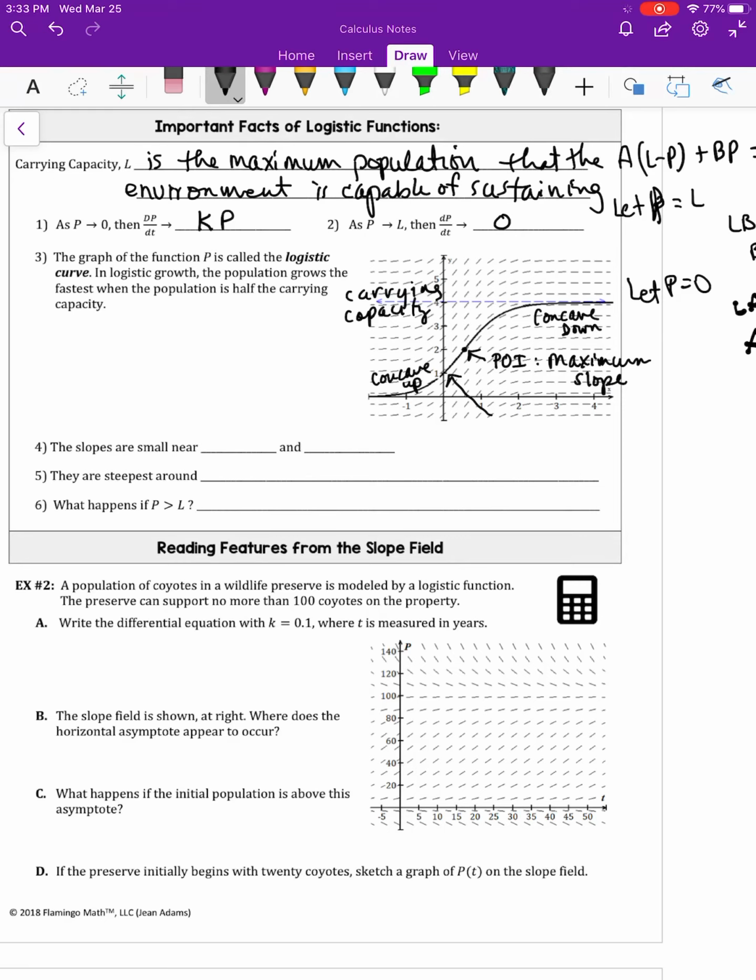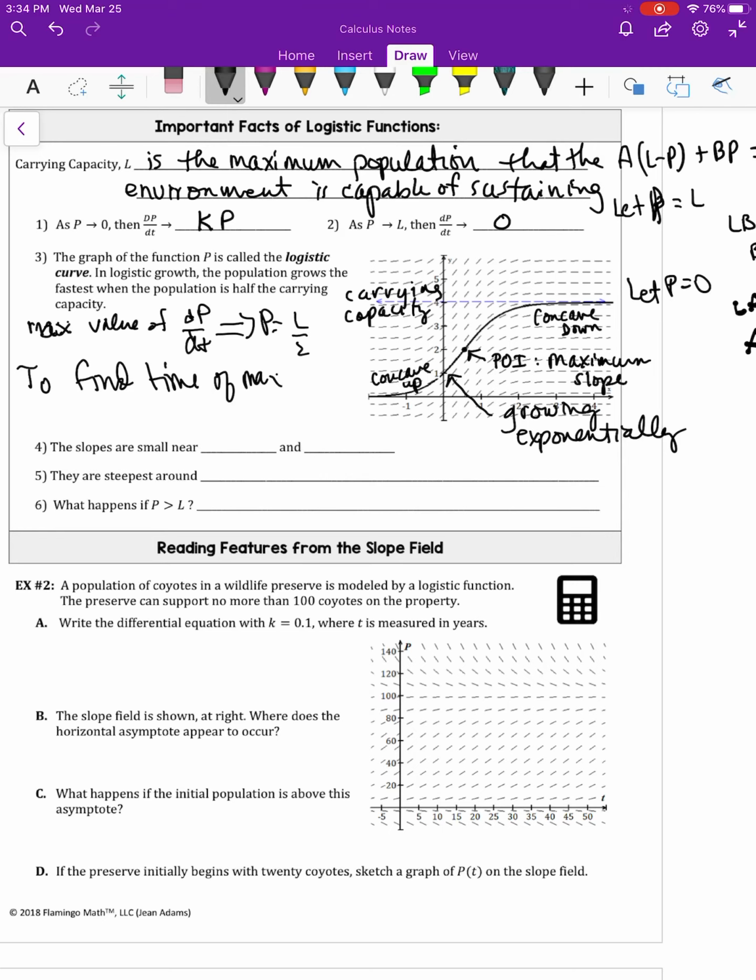Also notice that the function, all along here, before it hits that point of inflection, is growing exponentially. And then it starts to slow down after that. But it looks just like an exponential curve until the point of inflection. And so the max value of dP dt occurs when P equals L divided by 2.